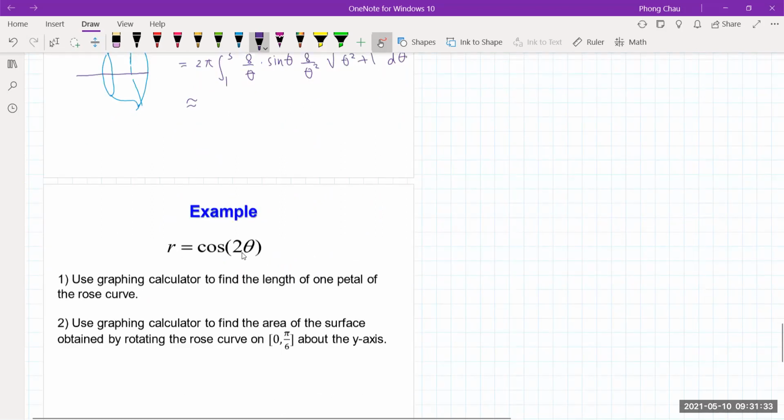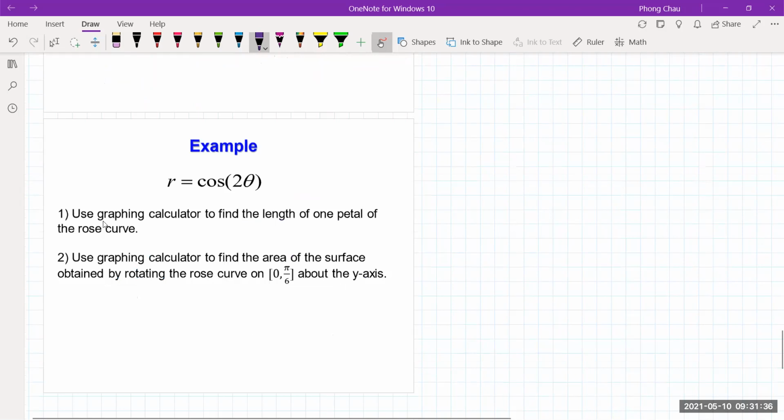So here's one other example. I'll do it quickly, and we have to use the graphing calculator to find the arc length and to find the area of the surface. That is the one where we find the arc length of one petal, right? One petal, I think you have to graph it just to see it, but I think it's looking that way or something. It's going to be four petals, and it's at the pole.